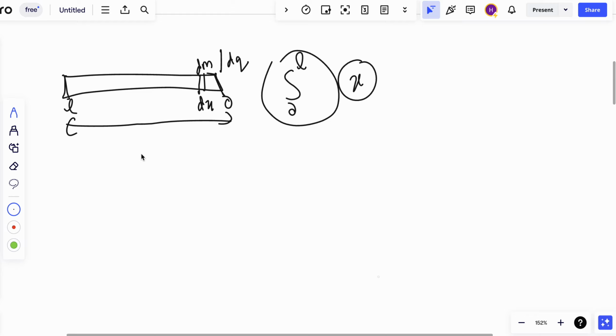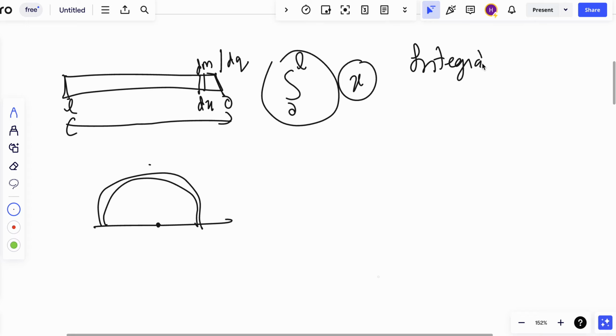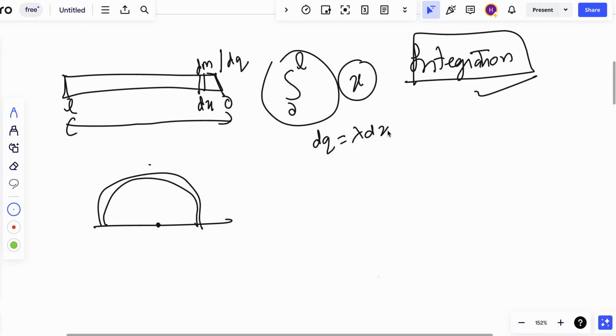If suppose there is a ring here, how do I take a ring? I take a ring like this. What will I do for a ring? The problem with integration in physics is you have to identify the element. If you are able to identify the element, you are able to do it. So what will be here? Here it is dq is equal to lambda times dx, right? So whatever is the small charge here, it will be lambda times dx, because lambda is charge per unit length, right?